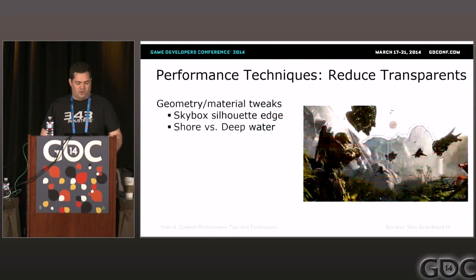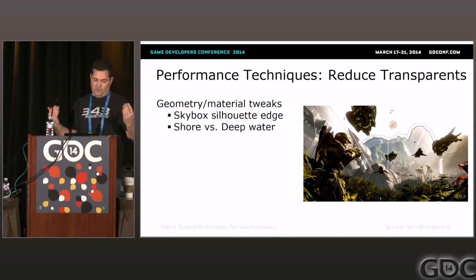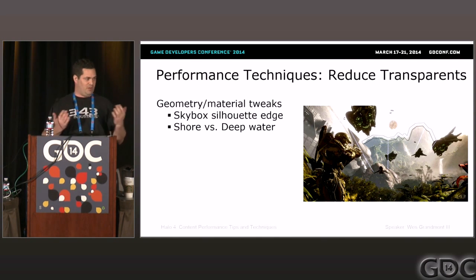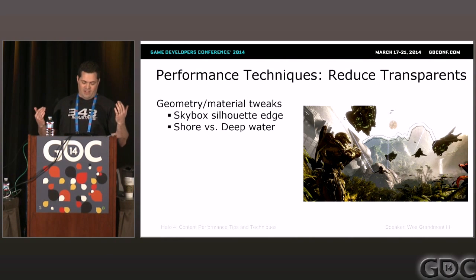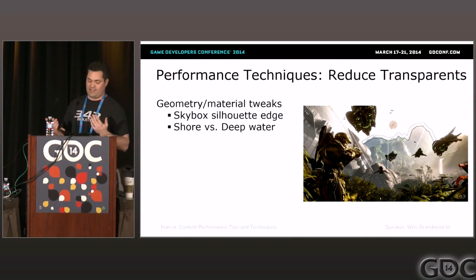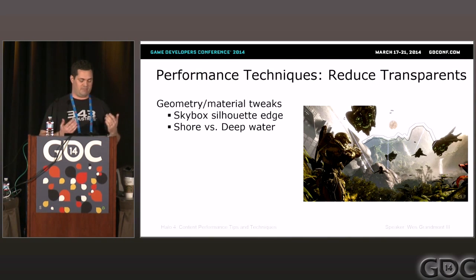So skyboxes were another area where we had lots of transparent pixels. When they first started doing them, they were just putting them on these big concentric quad strips. They were just textures with alpha in the sky, so all those pixels in the sky, we were paying overdraw cost for nothing visually.